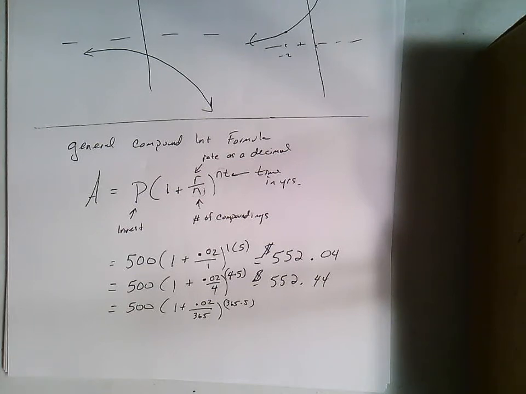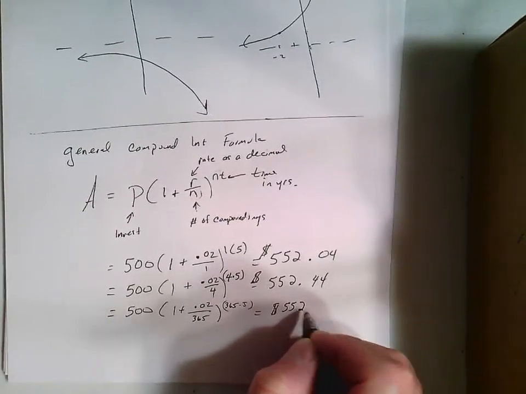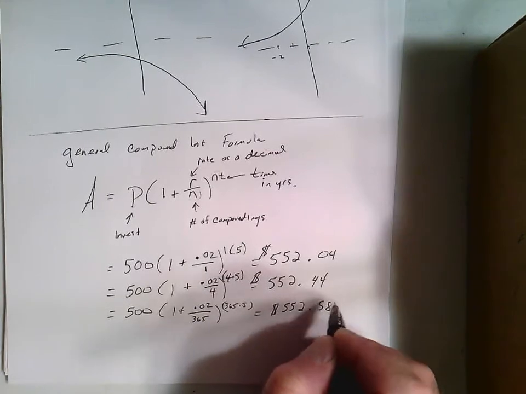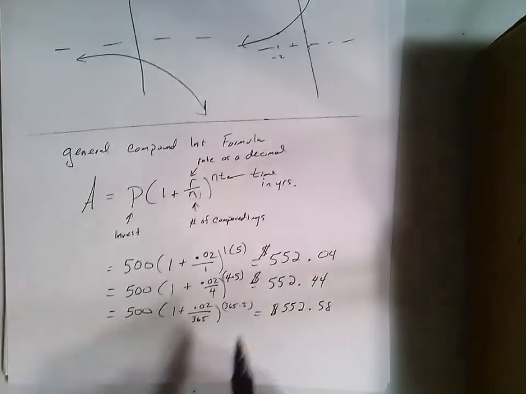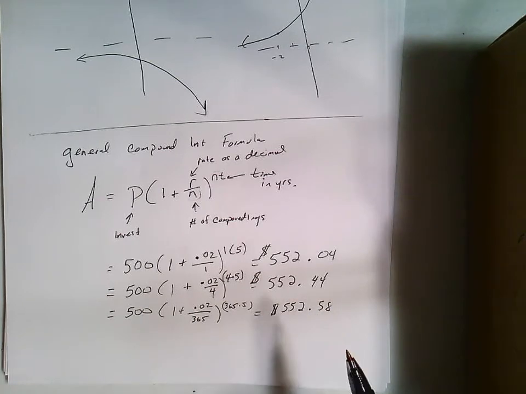Okay, so we have 500 times 1 plus 0.02 divided by 365, to the 365 times 5 power. And we get a whopping $552.58. So even though we jumped from quarterly to daily, we only went up about 14 cents.